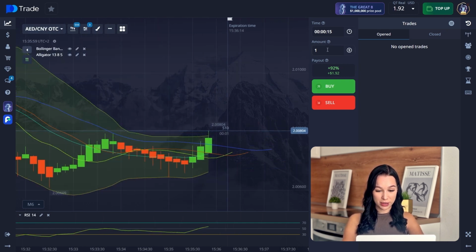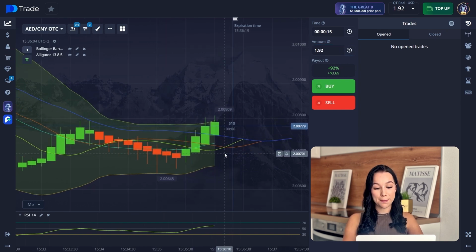So we change our amount of money per trade. What do you think, guys? What kind of trade will we open here? Of course, a buy trade.